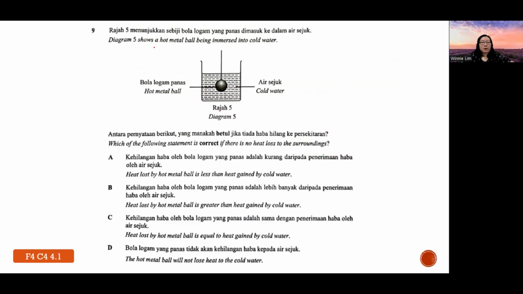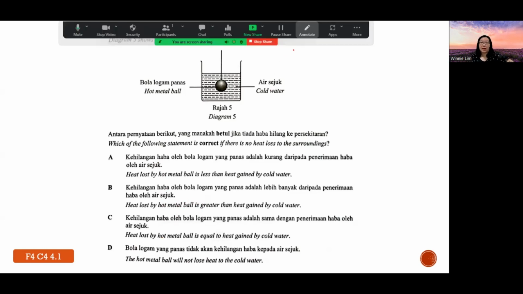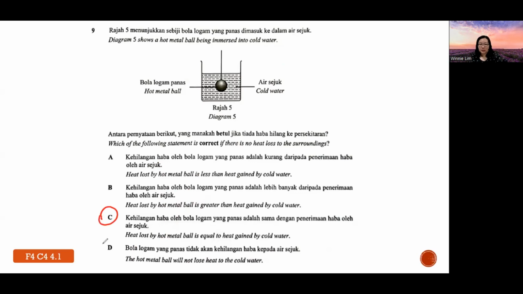Number 9. Diagram 5 shows a hot metal ball being immersed into cold water. Which of the following statements is correct if there is no heat loss to the surrounding? So the assumption is no heat loss to the surrounding. Let's see all the options first. A: heat loss by the hot metal ball is less than the heat gain by the cold water. Cannot, they're supposed to be equal. B: heat loss by the hot metal ball is greater. Also cannot. C: heat loss by the hot metal ball is equal to the heat gain by the cold water. This is the correct answer.